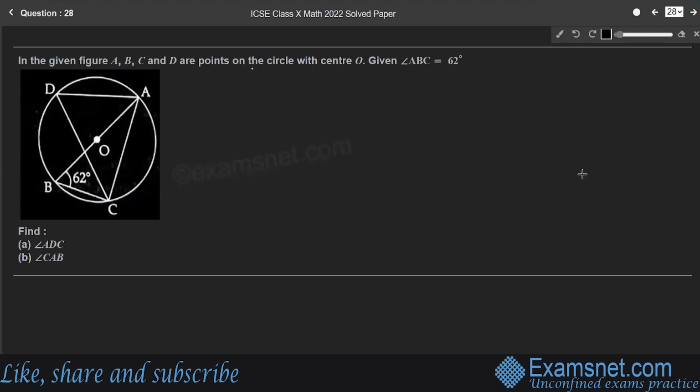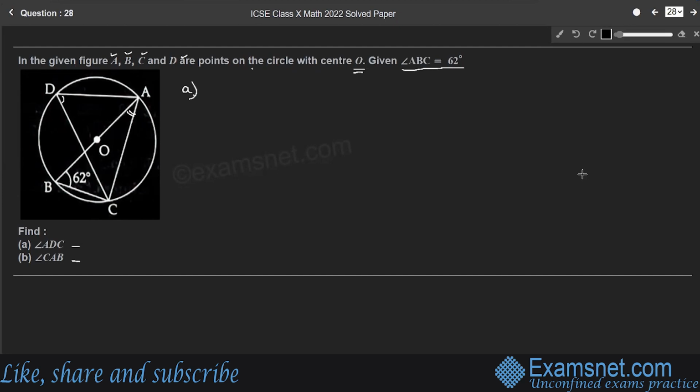Question 28. In the given figure, A, B, C and D are points on the circle with center O. Given angle ABC is 62 degrees. We need to find angle ADC and angle CAB. So let us consider the first part, to find angle ADC.